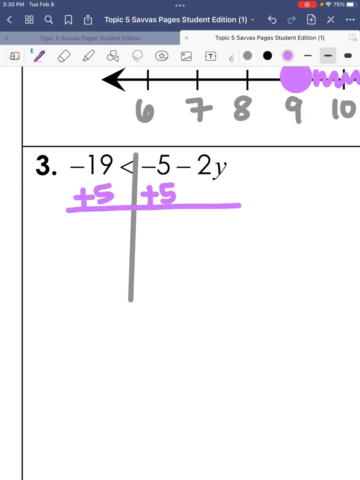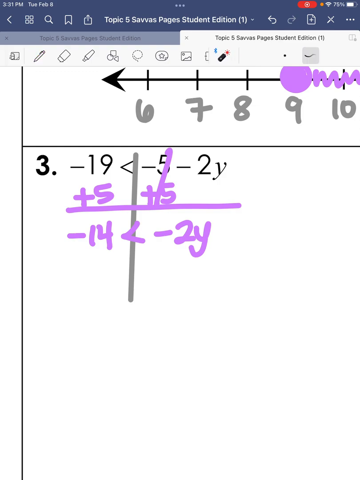On the side with the y, my 5's cancel out, and I can bring down -2y. On the other side, I've got -19 plus 5. When I put that in my calculator, I get -14. But let's talk about our symbol. Was there a need for it to change when we added 5? Nope, it stays the same. So -14 is less than -2y.